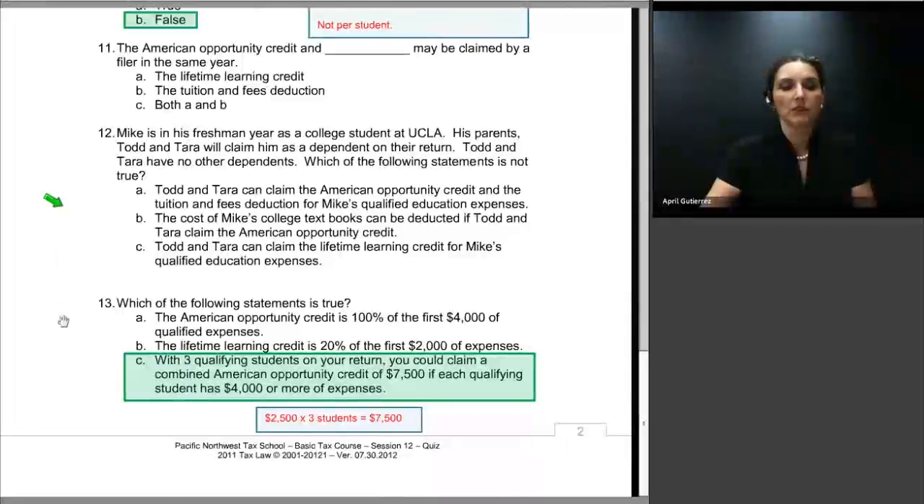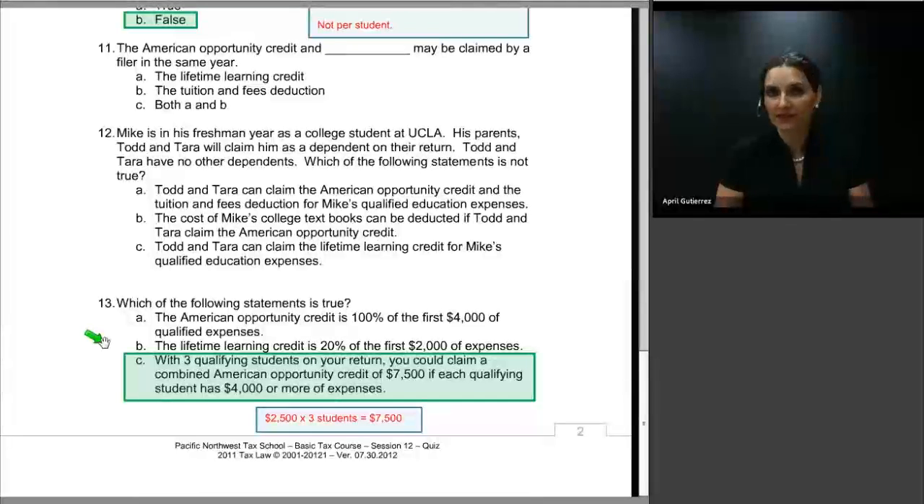Number 13, which of the following statements is true? The American Opportunity Credit is 100% of the first $4,000 of qualifying expense. That is false. It is actually 100% of the first $2,000 of expense and 25% of the second $2,000 of expense. Item number B, the Lifetime Learning Credit is 20% of the first $2,000 of expense. That's false too. It's 20% of the first $10,000 of expense.